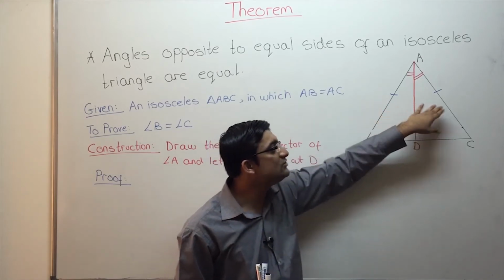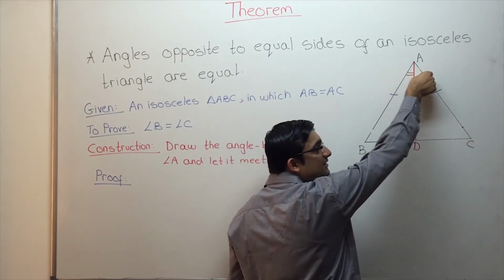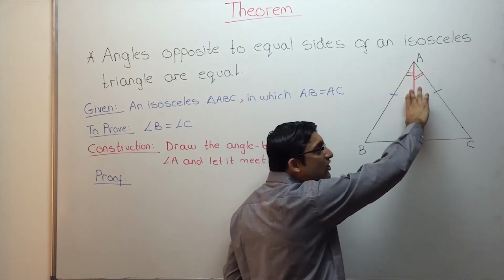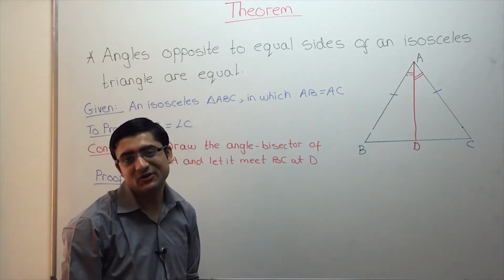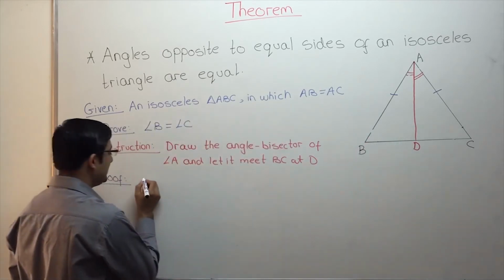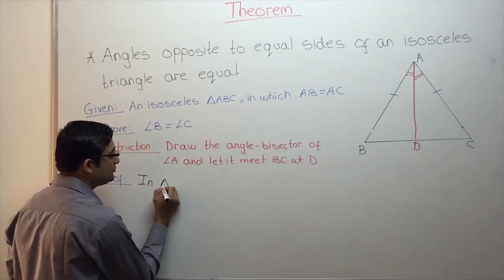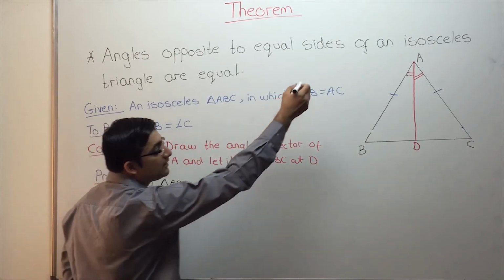So how do I prove these two triangles to be congruent? Simple. AB is equal to AC, this angle is equal to this angle, and AD is the common side. So side angle side, by SAS criteria, the two triangles are congruent. As simple as that. So take these two triangles, that is, in triangle ABD and triangle ACD.